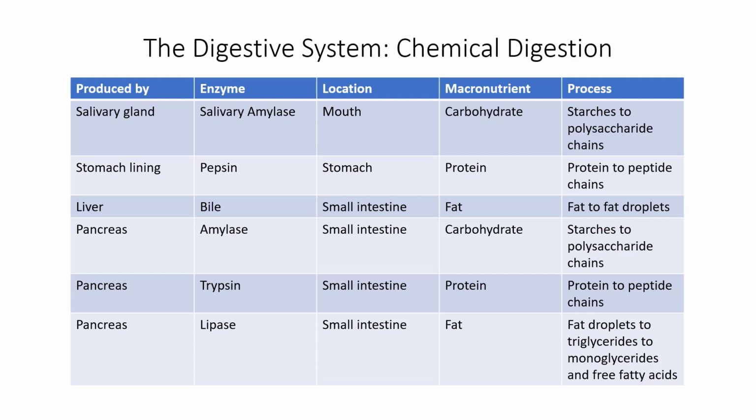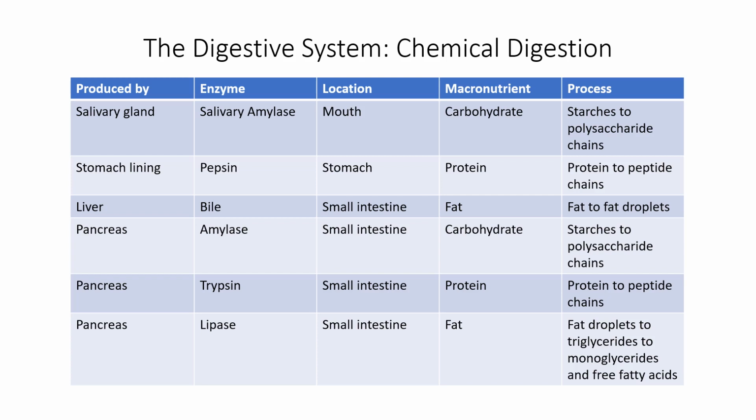So during chemical digestion, there are different enzymes secreted by different glands and walls of organs that will specifically break down and target certain macronutrients. And this is an ongoing process throughout the digestive system. So just to go over these, the salivary gland will produce salivary amylase, and the location of which is in the mouth. And the macronutrient that is breaking down is carbohydrate. Now these are starches, and these are broken down into polysaccharide chains.